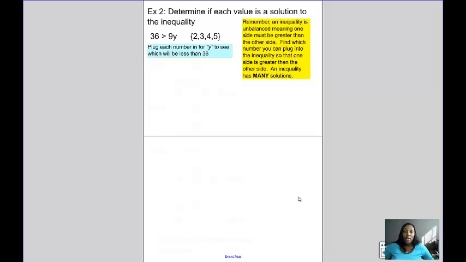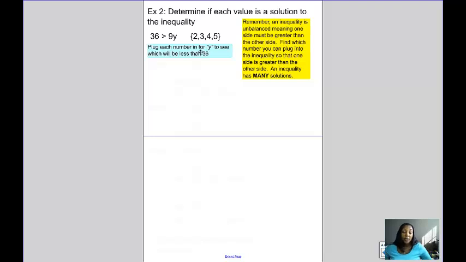So now with an inequality. An inequality, remember, has a greater than, less than, greater than or equal to, less than or equal to symbol. And that's how you can tell the difference between an inequality and an equation. And remember, an inequality is unbalanced, meaning one side is going to be greater than the other side. So we're going to find which number we can plug into the inequality so that one side is greater than the other side. An inequality has many solutions, so it has more than one. It can have several. So our inequality is 36 is greater than 9y. And remember, 9 and y together means 9 times y. So now we're trying to check the numbers 2, 3, 4, and 5.